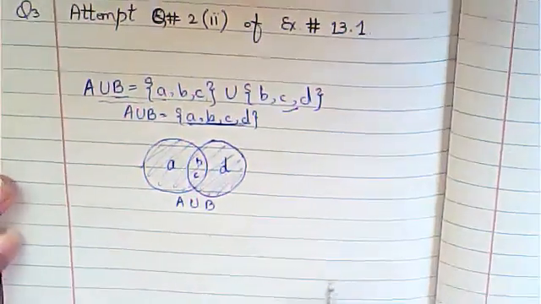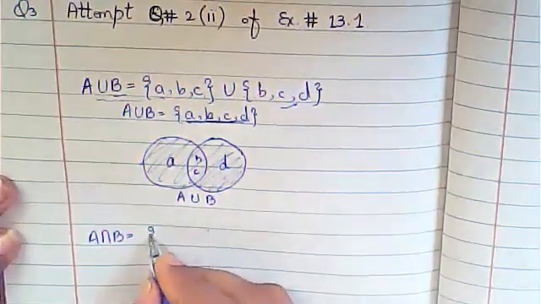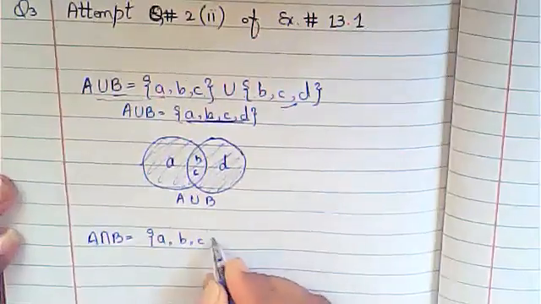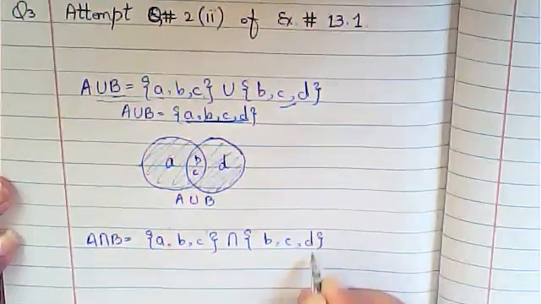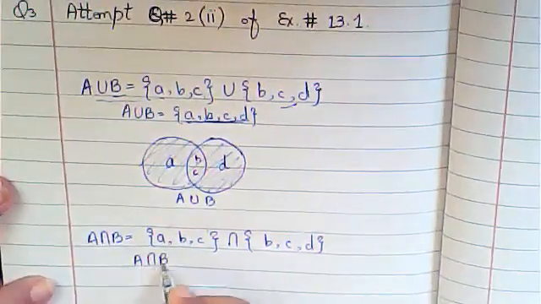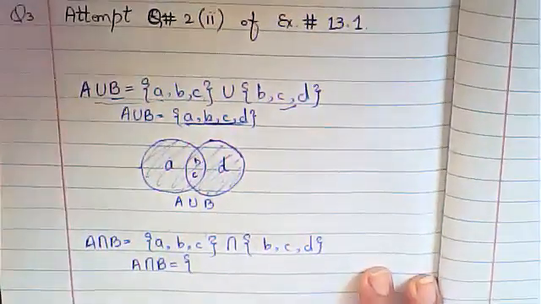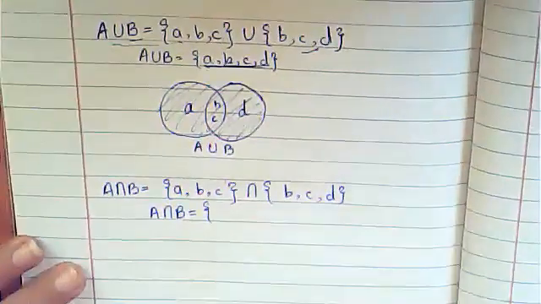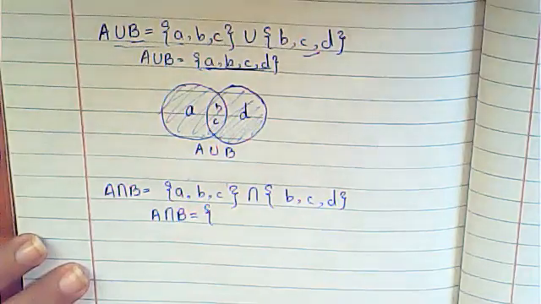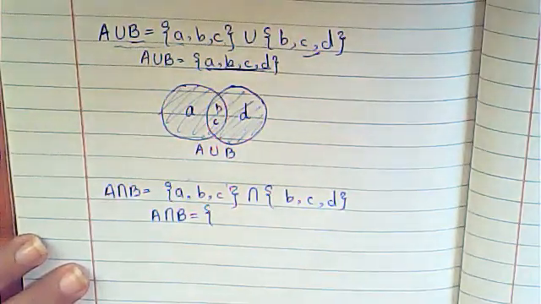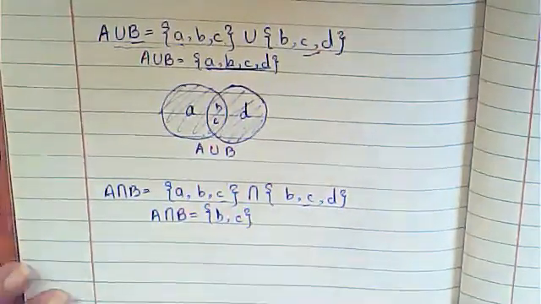Is it clear to everyone? Look here. Now the second one is A intersection B. Again you will write set A elements, which are A, B and C, intersection B, C, D. In intersection, what will you write? Those elements which are the same, or common between the two sets. So what are those same elements? Number one is B, and then C. So you will write B and C as the answer.